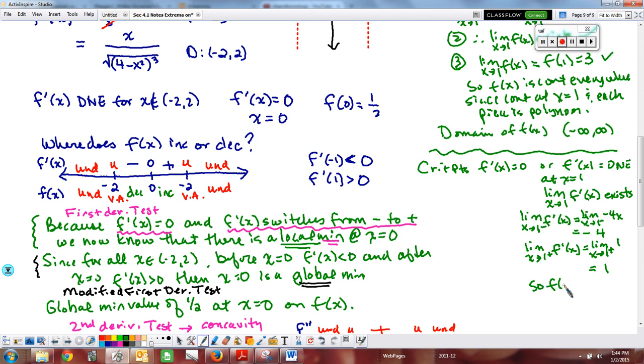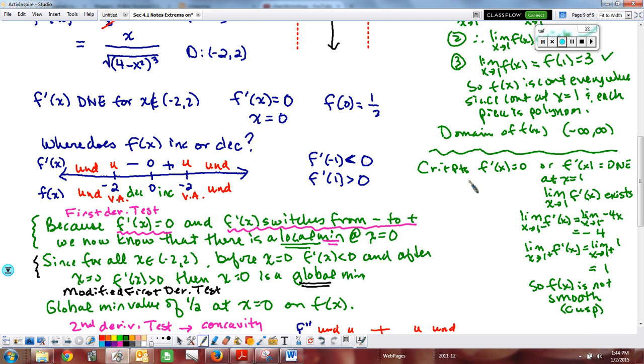So f of x is not smooth, and because we have derivative slopes that exist but are not the same, we're going to conclude that there's a cusp at that location. Okay? All right, so that's that.